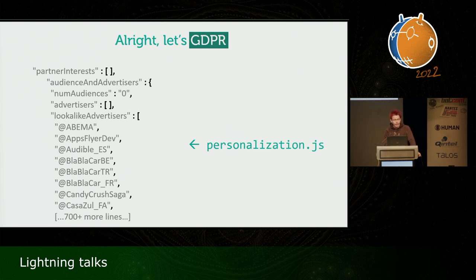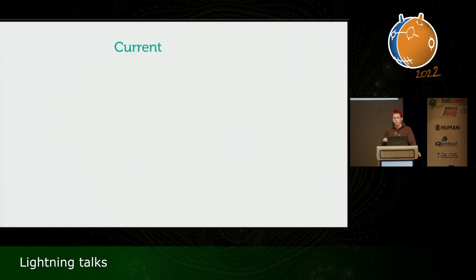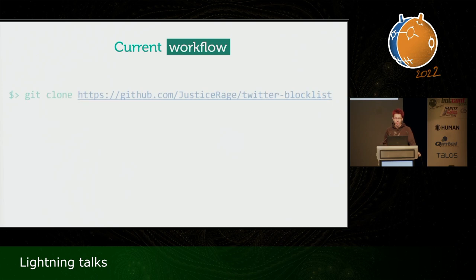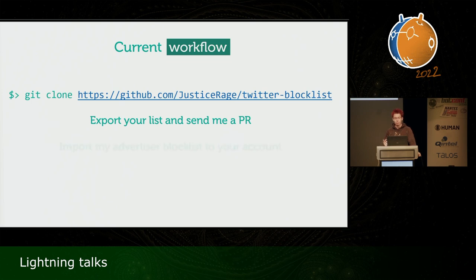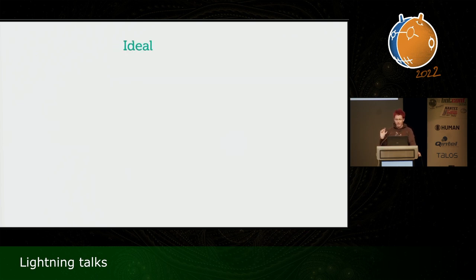Since we cannot import block lists anymore, we can only export them or get access to them, I created a Twitter script that allows you to export and import block lists using the Twitter API. My suggestion is that you use it. You'll need to get API keys, but it's doable. You do this, send me a PR, you import my block list to your account, and everyone lives happily ever after.